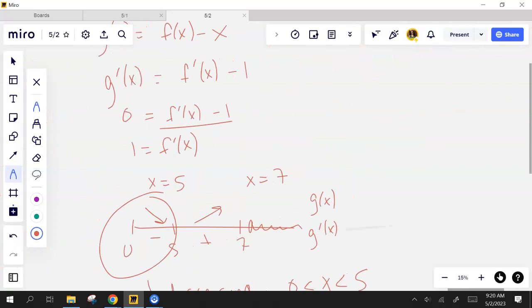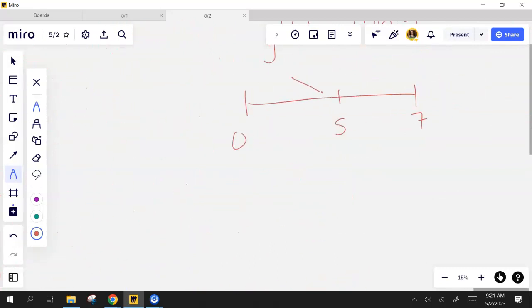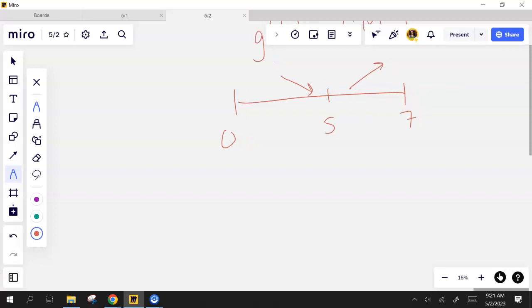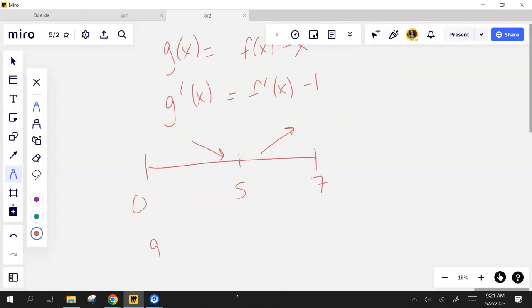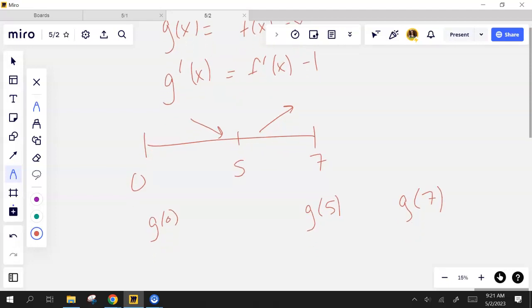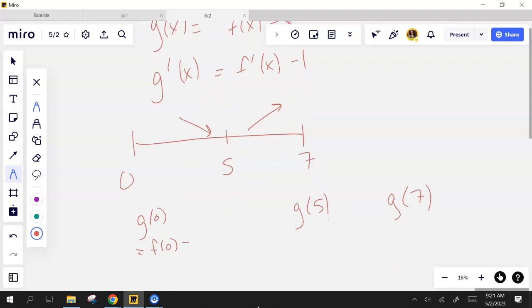What was my 5? So what this one is wanting you to do is to test the endpoints as well because of the extreme value theorem, right? So what I need to do here is find g of 0, g of 5, and g of 7. And you have to find each one of those in order to get all your points because you have to consider them all. Now look, this is f of 0 minus 0. This would be f of 5 minus 5 because I'm just using that equation for g.